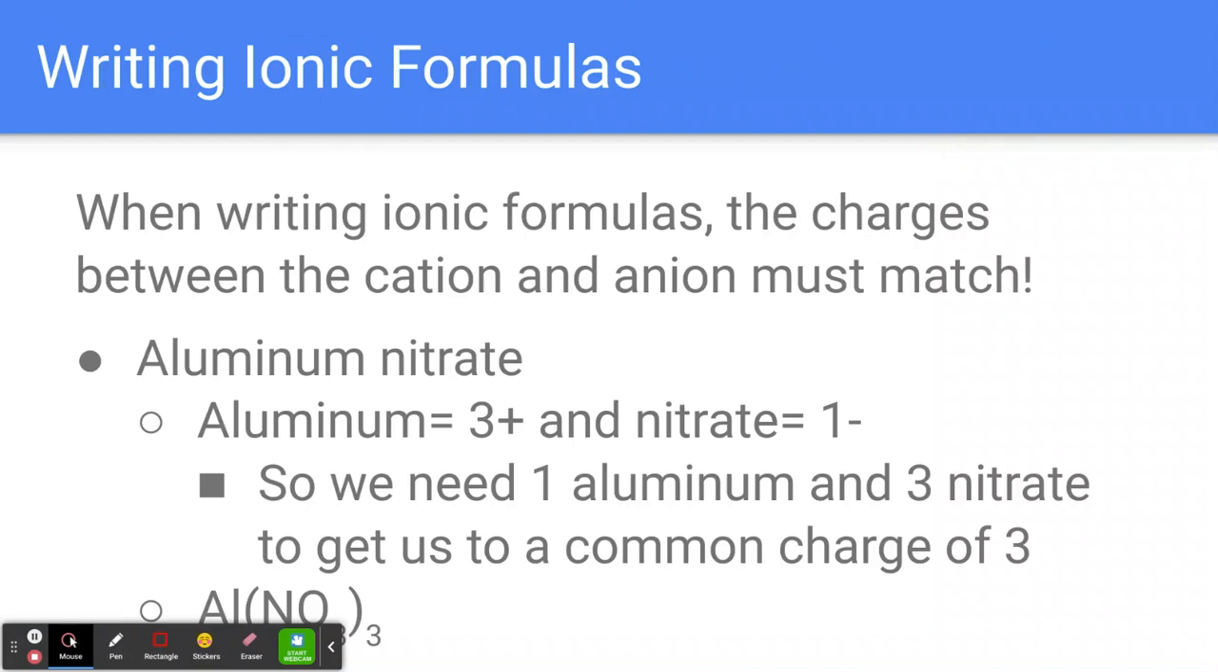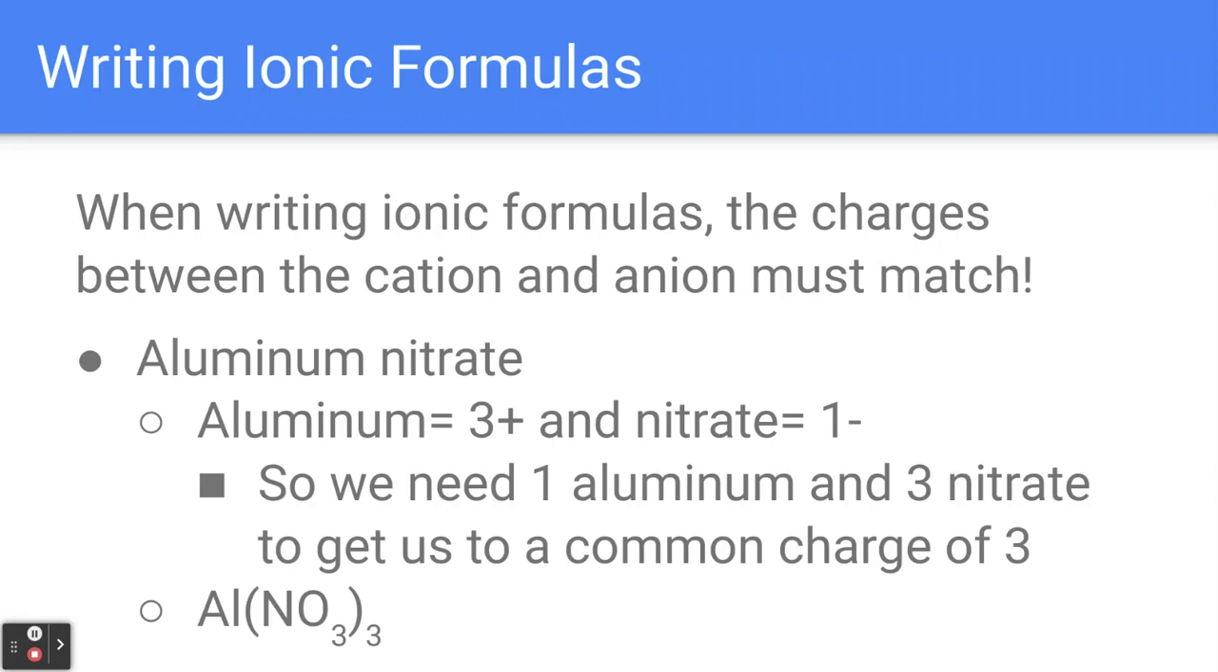Hopefully you started to catch on to some of those rules so that naming and formula writing is a little bit easier. But let's go through some of those rules. So when we write ionic formulas, anytime you are seeing a metal or a polyatomic, for the most part without hydrogen, you are going to have to make sure that those charges between the cations and the anions match.